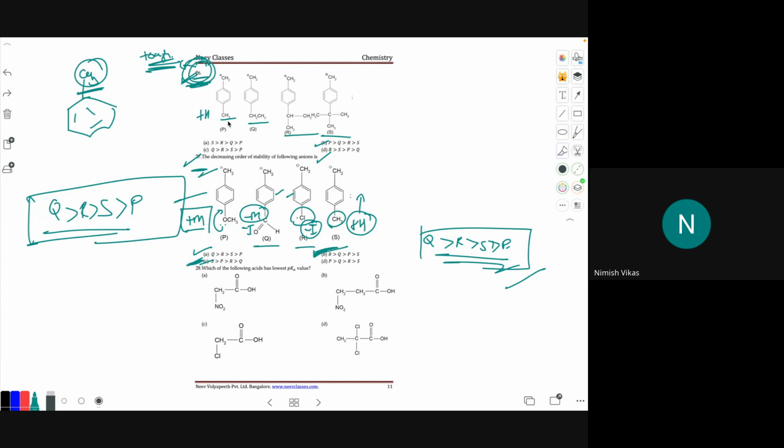So for plus H, how many alpha H? 3. How many alpha H? 2. How many alpha H? 1. How many alpha H over here? 0. More the alpha H, more the hyperconjugate structure, and the answer will be what? PQRS. मैं पहले बोला था tough होगा ये.